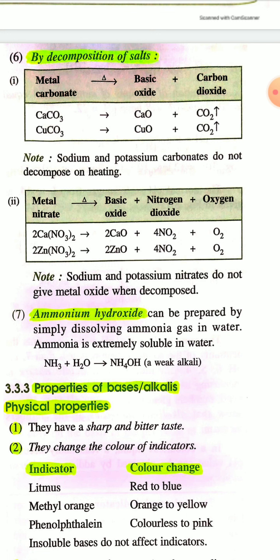And the balanced equation is 2Ca(NO3)2 gives 2CaO plus 4NO2 plus O2. Similarly, 2Zn(NO3)2 gives 2ZnO plus 4NO2 plus O2. So on heating metal nitrate, you can get metal oxide, basic oxide, and nitrogen dioxide and oxygen as a byproduct. Here you have to remember one point: sodium and potassium nitrate do not give metal oxide when decomposed. That is, on heating, sodium nitrate and potassium nitrate do not give metal oxide.